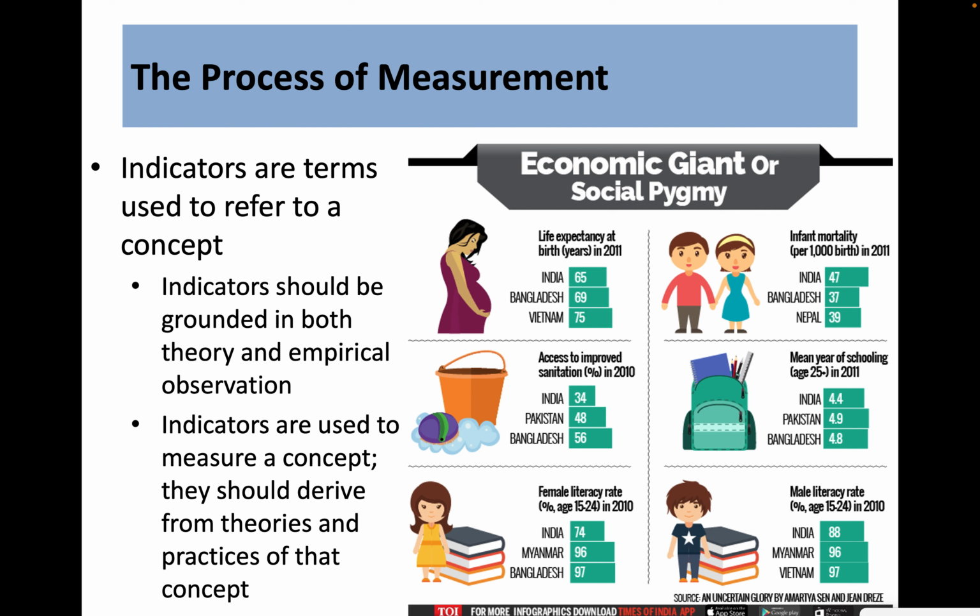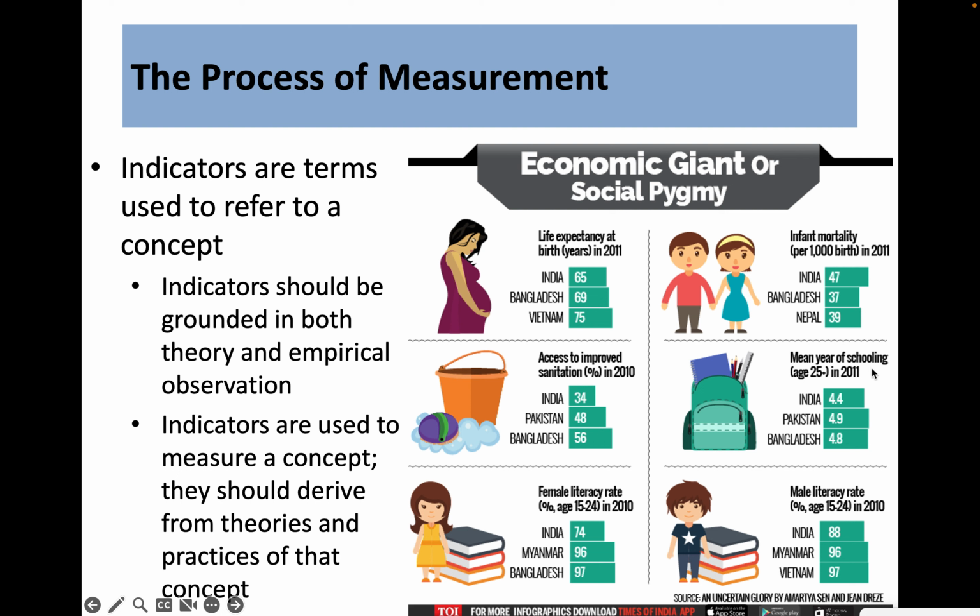Economic giant or social pygmy. Life expectancy, birth years in 2011, 65 in India, 69 in Bangladesh, 75 in Vietnam. Infant mortality per 1,000 births in 2011, 47 in India, 37 in Bangladesh, and 39 in Nepal. Access to improved sanitation by percent in 2010. India 34%, improved sanitation. Pakistan 48, and Bangladesh 56%.